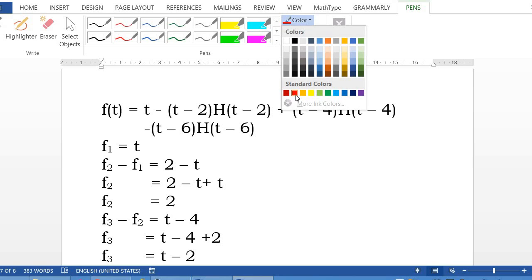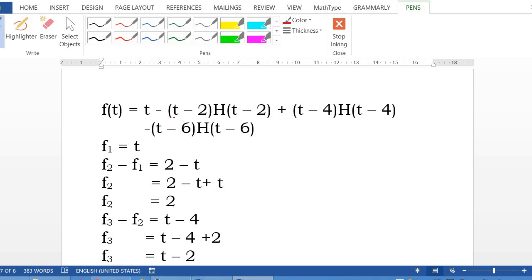Here, to sketch the graph, we need to change the unit step functions to a piecewise function. So this is the f1, f1 equal to t. Here is your f2 minus f1. So f2 minus f1, expand your negative in, so it's 2 minus t. To get f2, minus negative t, bring to the other side, become plus f1, which is t, so plus t. So 2 minus t plus t, we get 2.